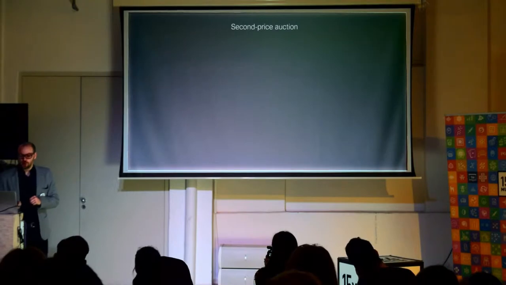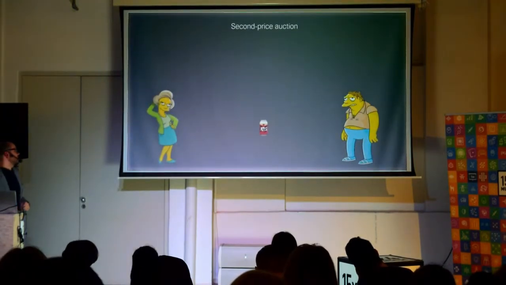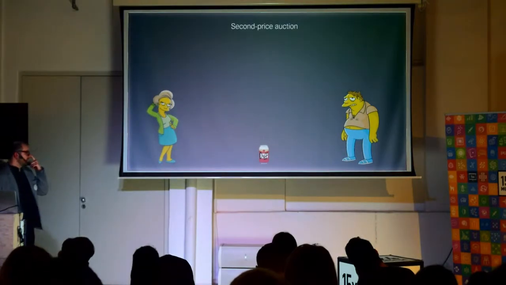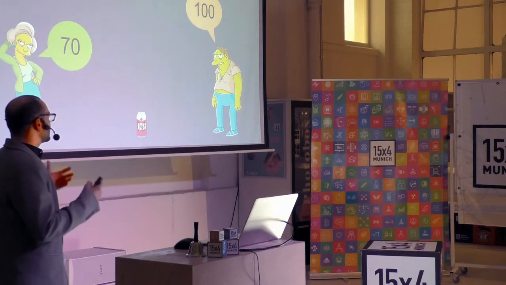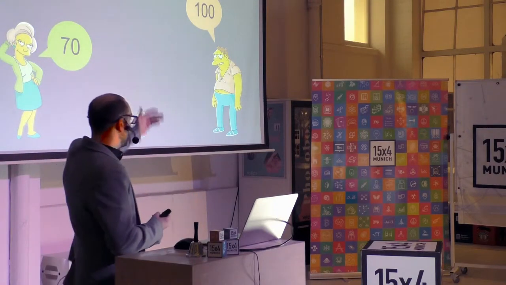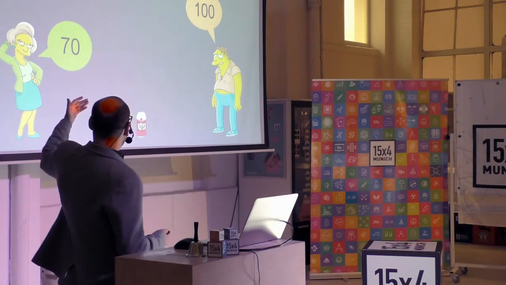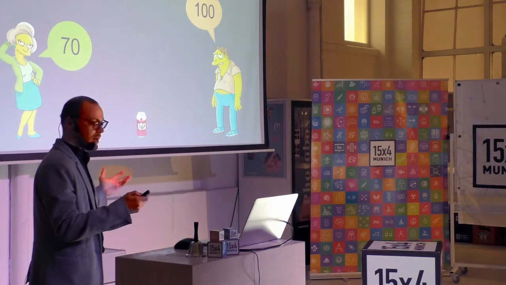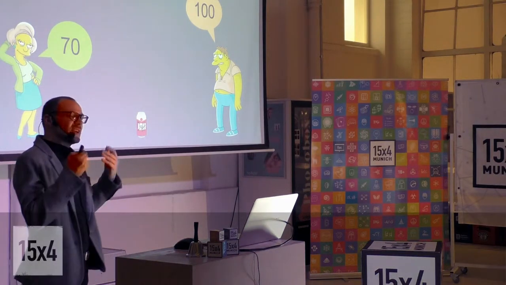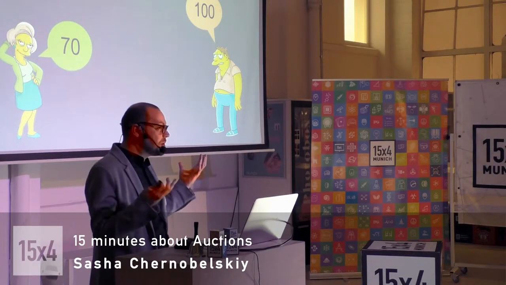about your true value. Let's imagine two players, Barney and Edna, and they are interested in this beer. So these are their true values. If they play a second price auction, Barney will be the winner, as he has the highest bid of 100, and he will pay only 70 because this is the second highest bid, Edna's. So now let's see if it makes any sense for Barney to change his bid.